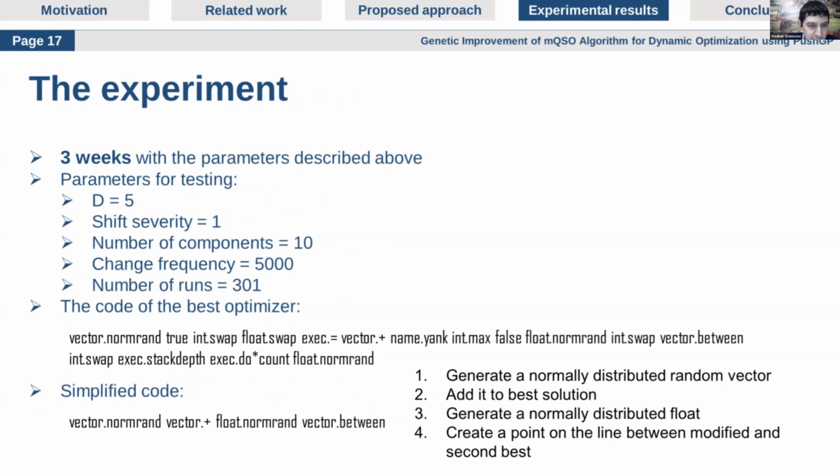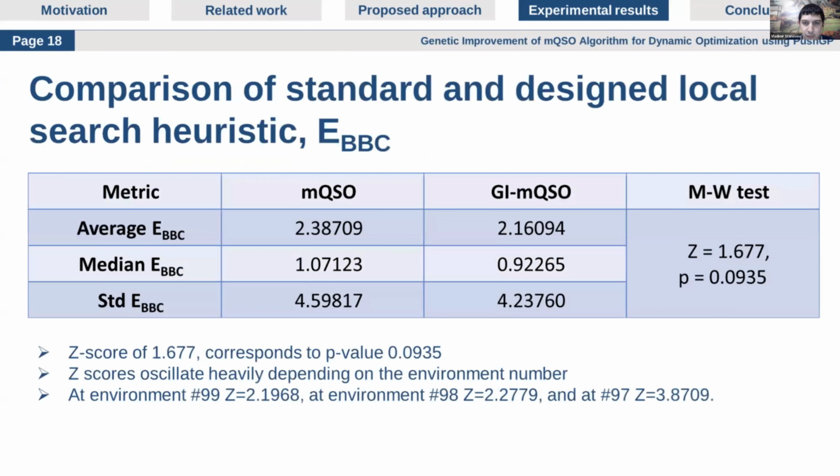As a result of 3 weeks of calculation, we got this code that you can see in the upper part. It's quite a lot of instructions, but if you simplify, it's actually only 4 instructions. We generate a normally distributed random value. We add it to the best point. We generate another random value, but not a vector, just one value. And we take a point between these two. So make a new point next to the best, and then search on the line between the second best and the best point. That's it.